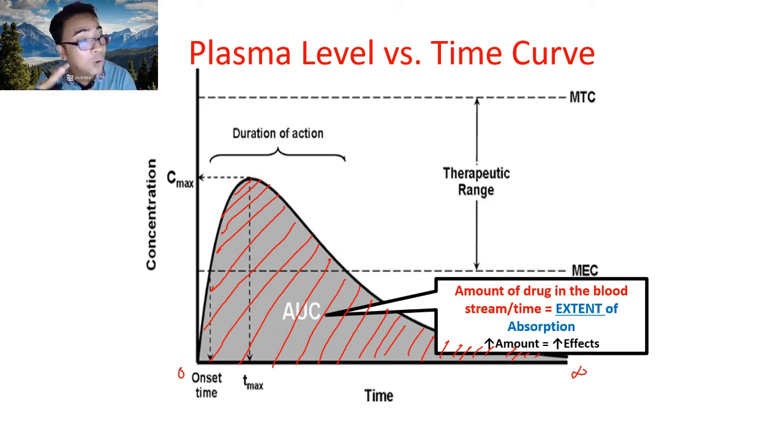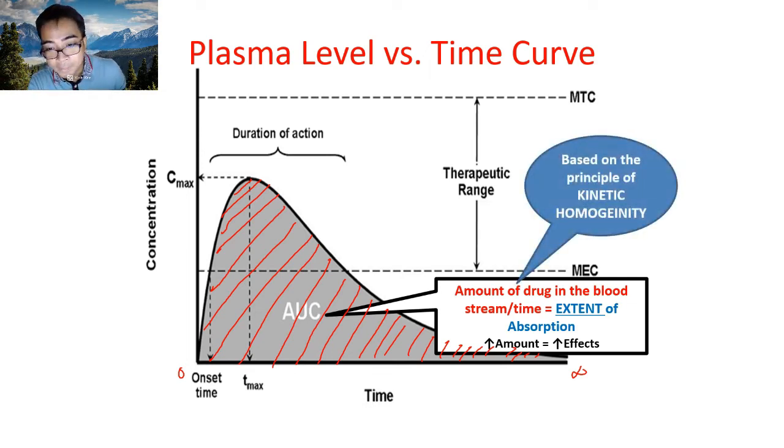Okay, well, we can also compute naman, class, the AUC for multiple dosing. Okay, pero normally, matabaho na yan. Right? And normally, class, in pharmacokinetics or in kinetic studies, one dose lang naman ang inaaral natin. Okay? AUC ng isang dose ng gamot. And this AUC class is based on the principle of kinetic homogeneity. Ang sabi nga natin, the higher the amount of drug in the blood equates to higher effects. A higher amount of drug in the target sites pala, sorry.